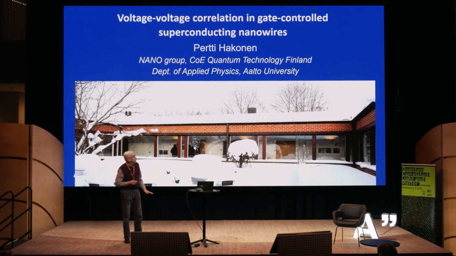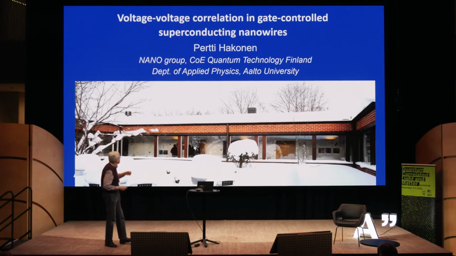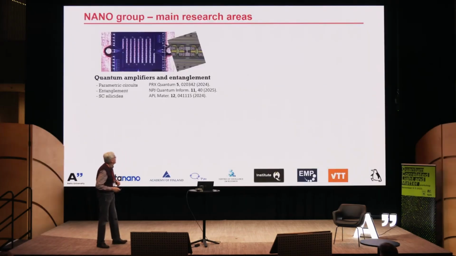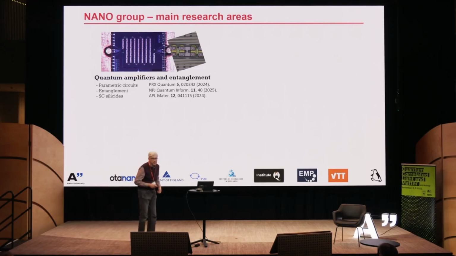This talk, I think I start a bit telling what the Nano Group is doing at the Low Temperature Lab here at the Applied Physics Department. So here you can see the lab in wintertime, lots of snow sometimes. Our work deals with several topics. For example, we are working on quantum amplifiers and entanglement. We have been working on various Josephson junction-based parametric amplifiers, characterized entanglement. At the moment, we are very much interested in multipartite entanglement in these systems.